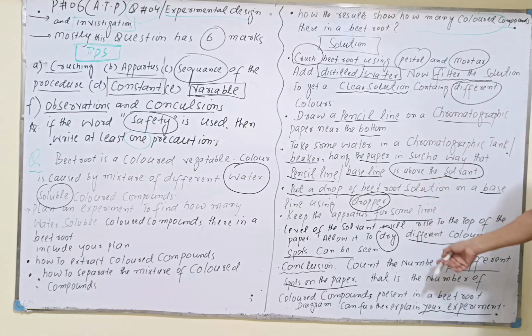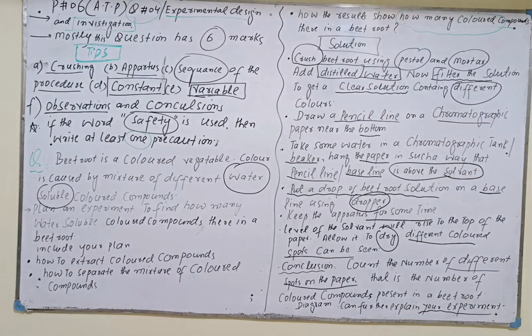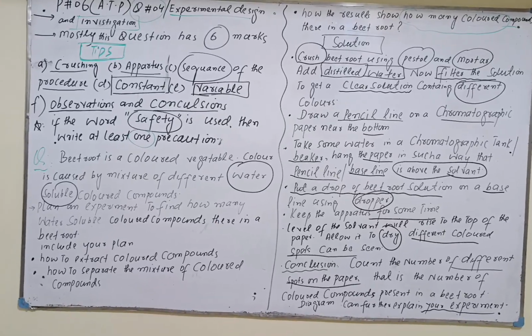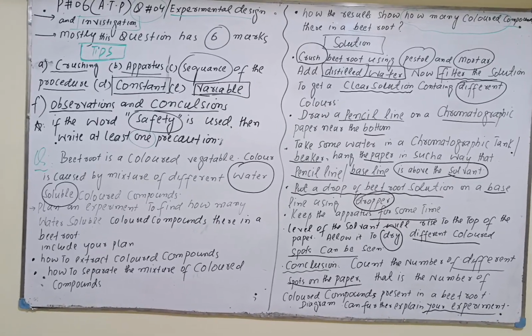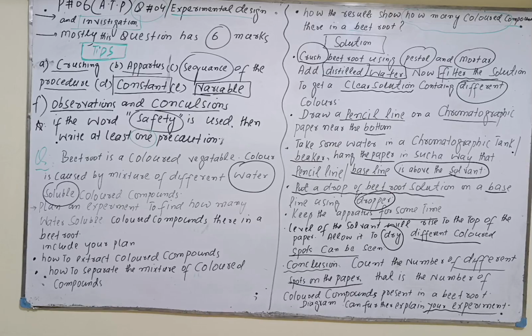So this is how to write the procedure of question number 4 of ATP, and that is experimental design. I have not written any precaution because in the question the word safety is not used, so I'm not going to write any precaution. That's all about how to do this question number 4.